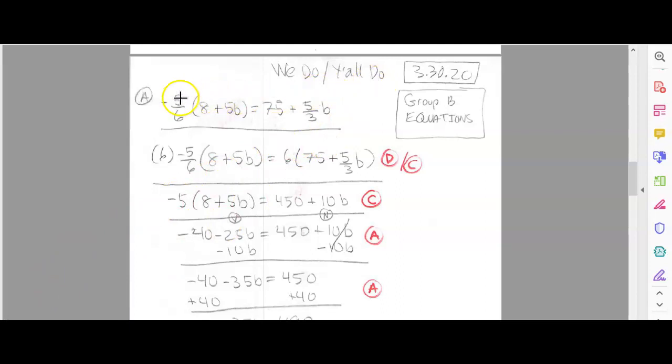So let's take a look here. So I have negative 5/6 times the quantity of 8 plus 5b equals 75 plus 5/3 b. Whew, that's a lot. So it can be very intimidating. So I look here. I go, okay, I got two fractions. I got one in there. I got one here. One negative, one positive. All right. So denominator 6, denominator 3.